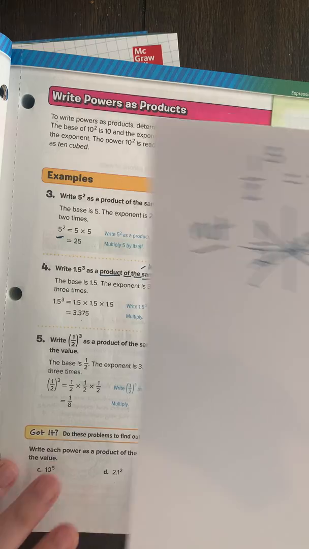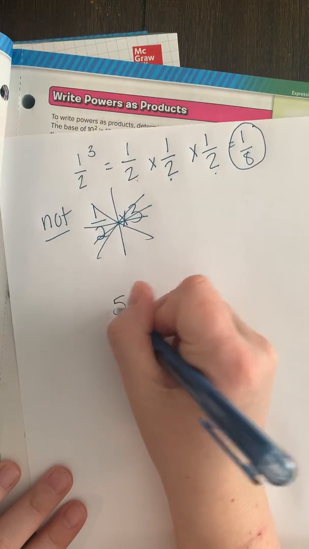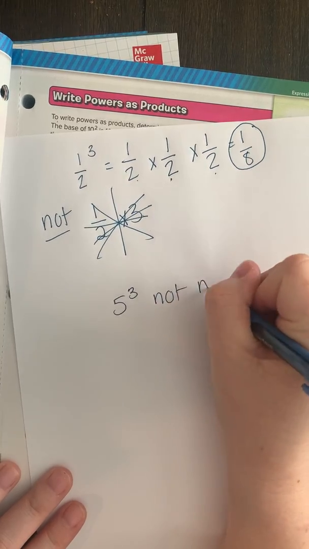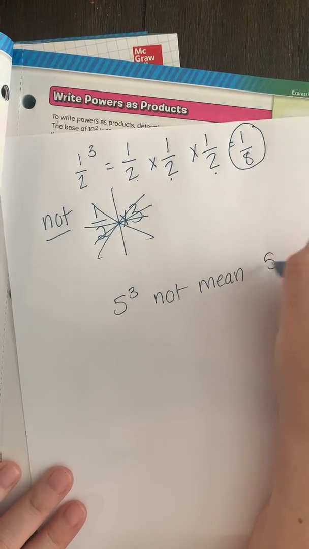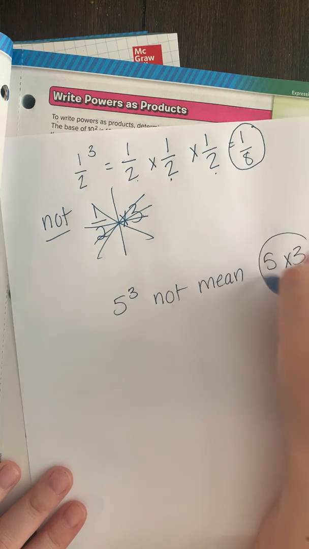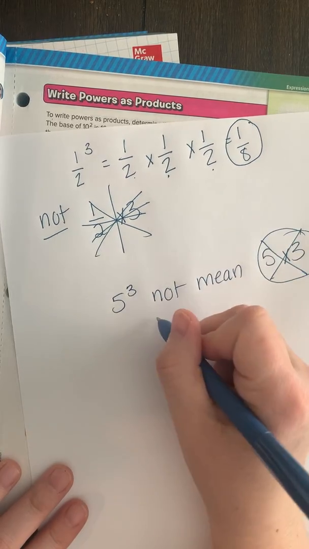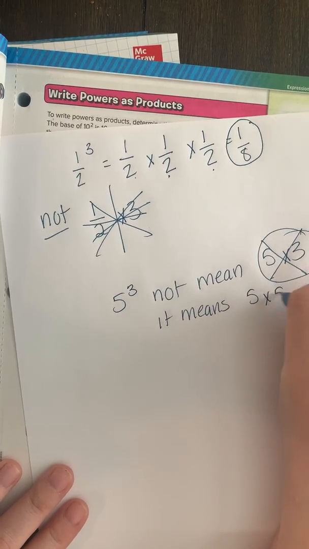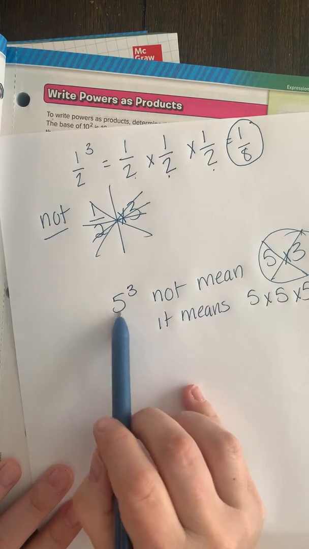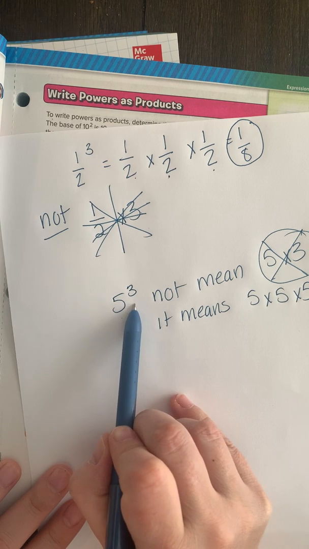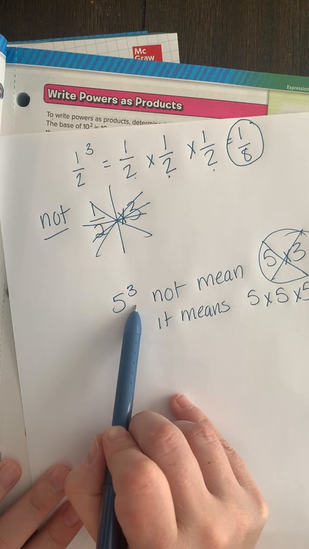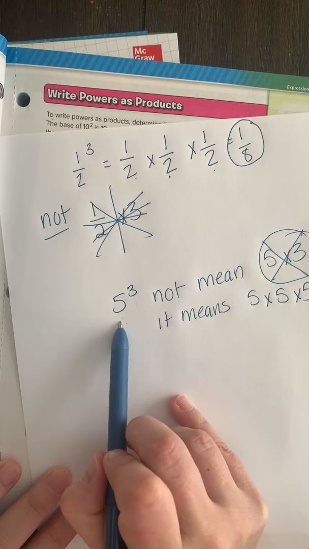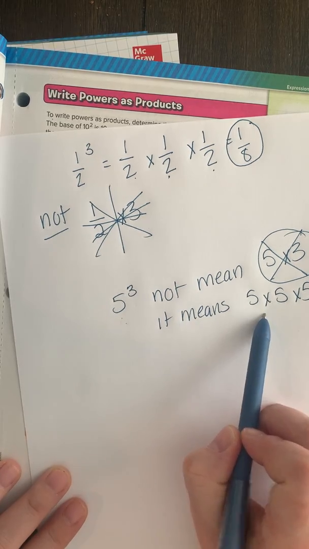So that's something I want to make super clear to you guys. 5 to the third power does not mean 5 times 3, okay? It means 5 times 5 times 5. You're multiplying the base as many times as this exponent tells you to do that, okay? It doesn't mean 5 times 3. That's not what that means. You need to do it like this, okay?